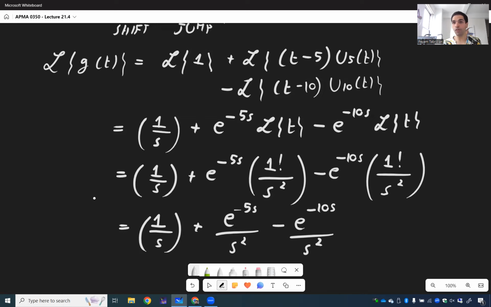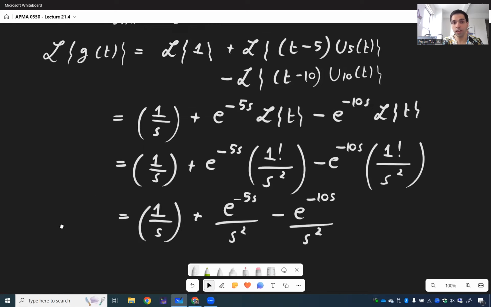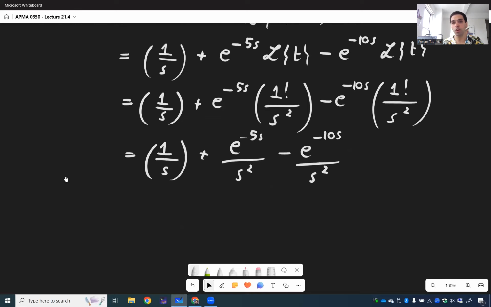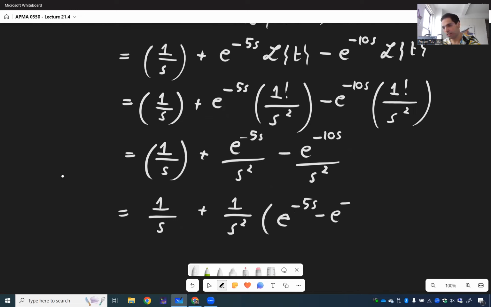And here you would get full credit if you just write this, but you will see soon in our ODE applications, it's useful to factor out this 1 over s squared. So this becomes 1 over s squared times (e to the minus 5s minus e to the minus 10s).